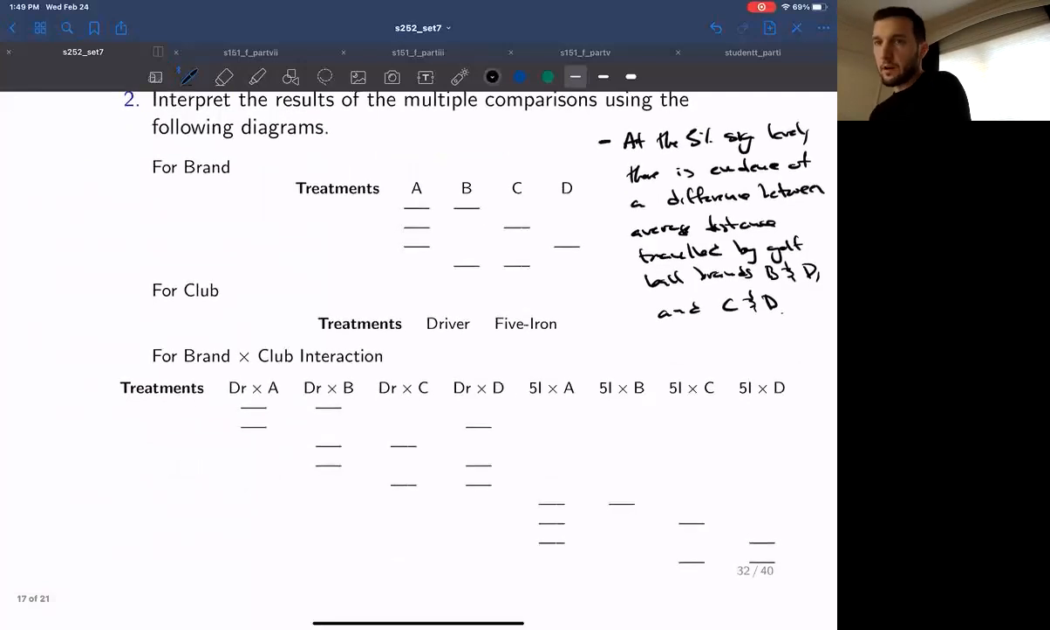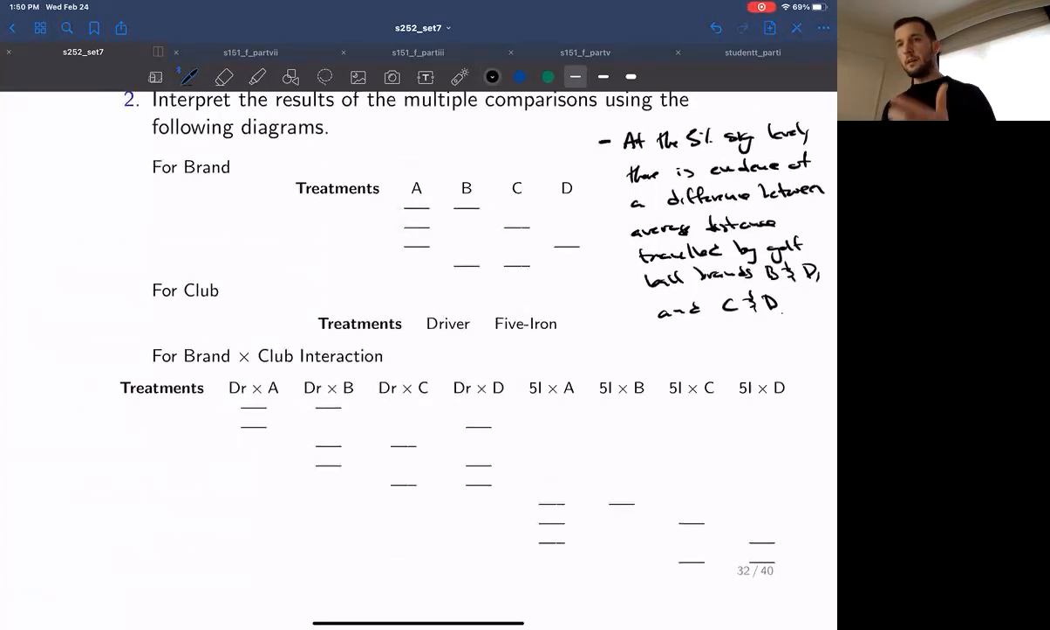We can then see that for the club type, we have an obvious difference between the distance traveled when hit by a driver and a 5-iron. You can see that for club, there's nothing connecting driver and 5-iron, which means that there's significant evidence of a difference between the distance traveled by the ball hit by the driver and the ball hit by the 5-iron.